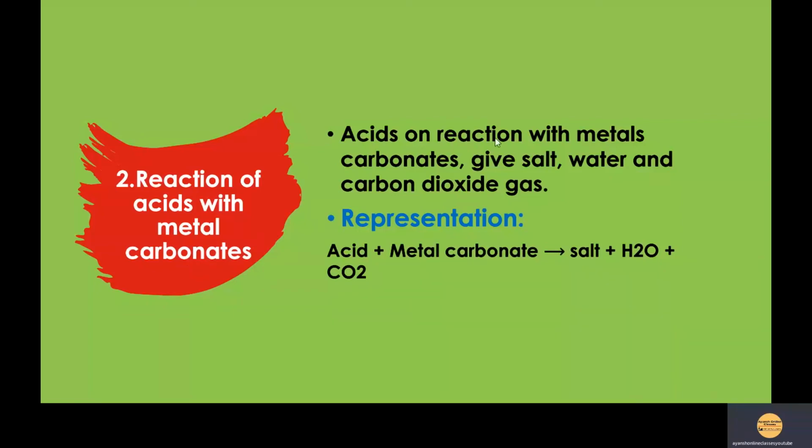See, acids on reaction with metal carbonates give salt, water and carbon dioxide gas. Like in the first case, it was salt and hydrogen gas. Here it is salt, water and carbon dioxide gas. So how is it represented? Acid plus metal carbonate is going to give you salt plus water and carbon dioxide gas, which is evolved out or given out to the atmosphere.